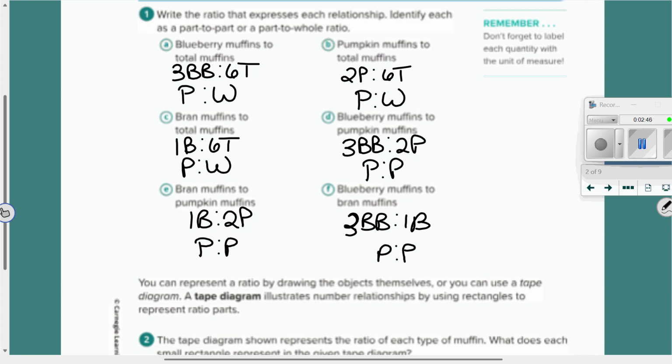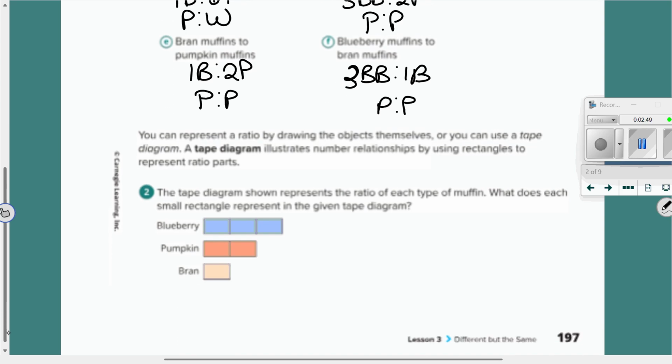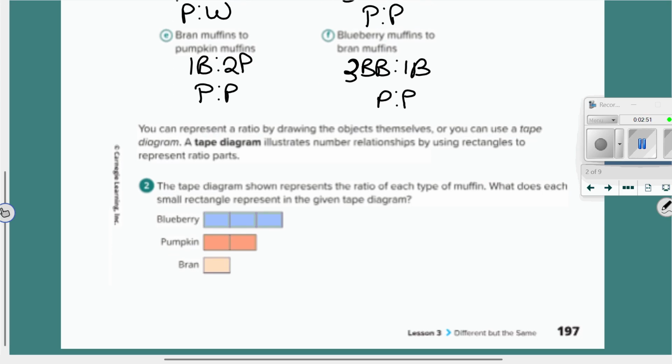It's Friday. All right, so yesterday we drew pictures for our models. Today we're going to use a specific model called a tape diagram. A tape diagram illustrates the number relationships in a ratio. It represents the parts of the whole. So, for example, we had our box of muffins that came with 3 blueberry, 2 pumpkin, and 1 bran. So they represented it using a tape diagram. Each part of the box is represented. What does each of those small rectangles represent? 1 muffin.